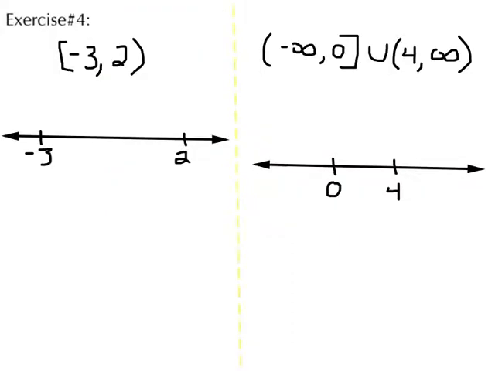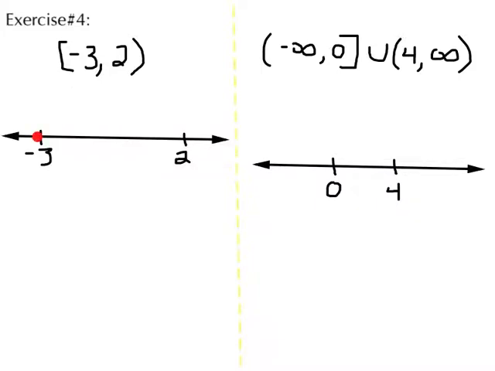A couple last examples just solidifying what we've seen and what these compound inequalities look like. Going from interval notation right to graphing now. I see a bracket on the negative 3, so when I bring that down, I know that's going to be a solid dot on negative 3.